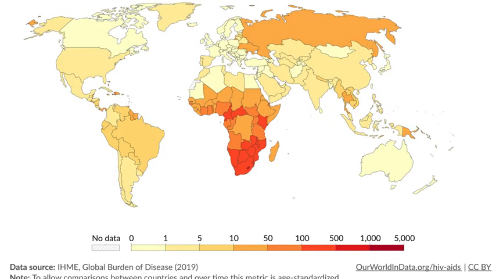This is a map showing all the HIV/AIDS-related deaths around the world. As you can see, most of the deaths are coming from Southern Africa and parts of Asia. And mainly these are regions that are low on resources and don't have access to medications.